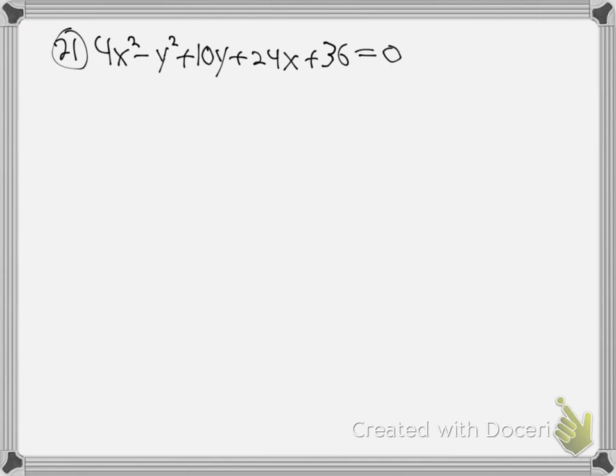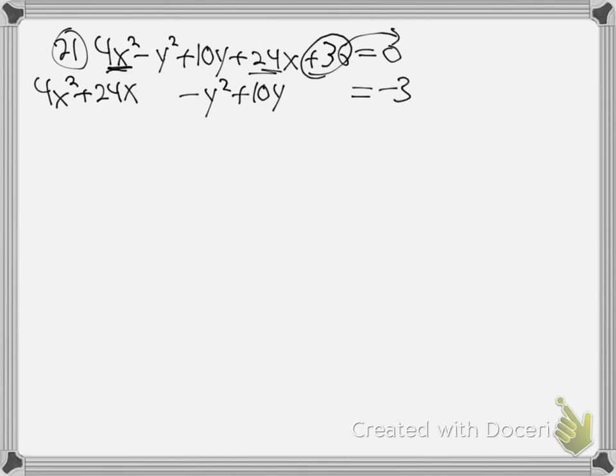So here we go. Let's organize. 4x squared, 24x. Just keep those guys together. Leave a blank. Minus y squared plus 10y. Grab that 36 and jump it to the other side. Minus 36. So step 1, organize. Okay. What's step 2? What are we going to do now?